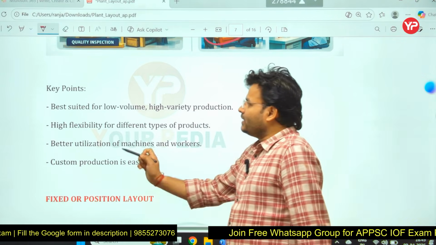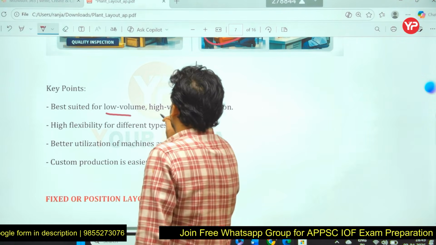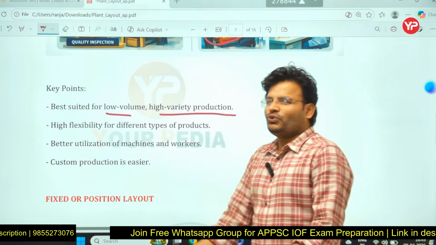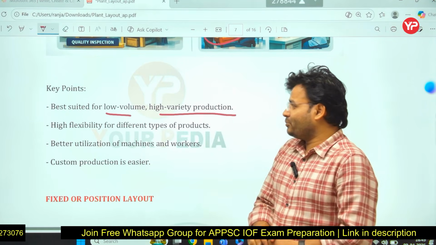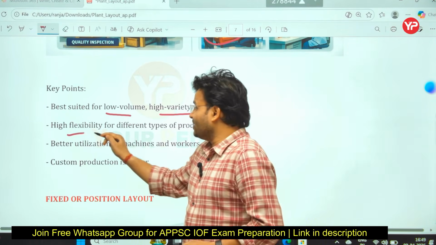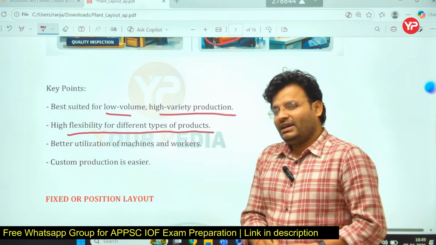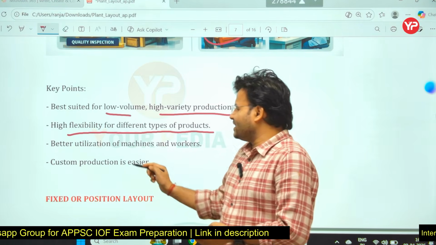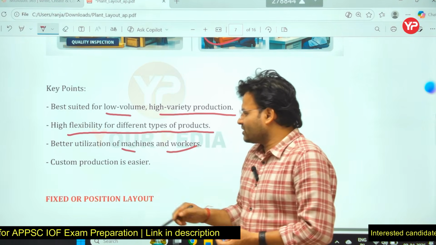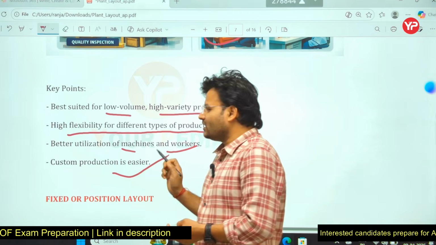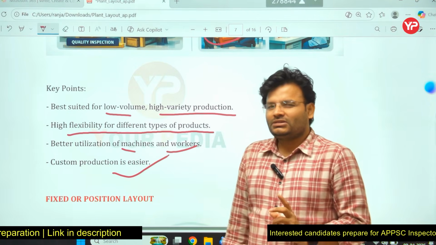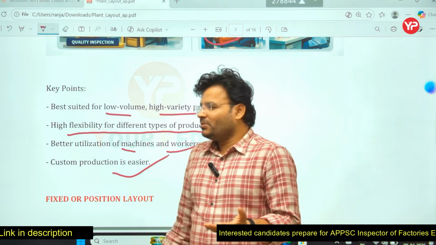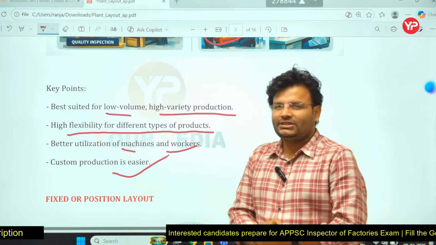So basically it is best suited for low volume, high variety production. This is for low volume and high variety of production. High flexibility for different types of products, better visualization of machines and workers. Custom production is easier. But if you talk about line layout, customization will be a little bit difficult. But in this case, you can get it easier.